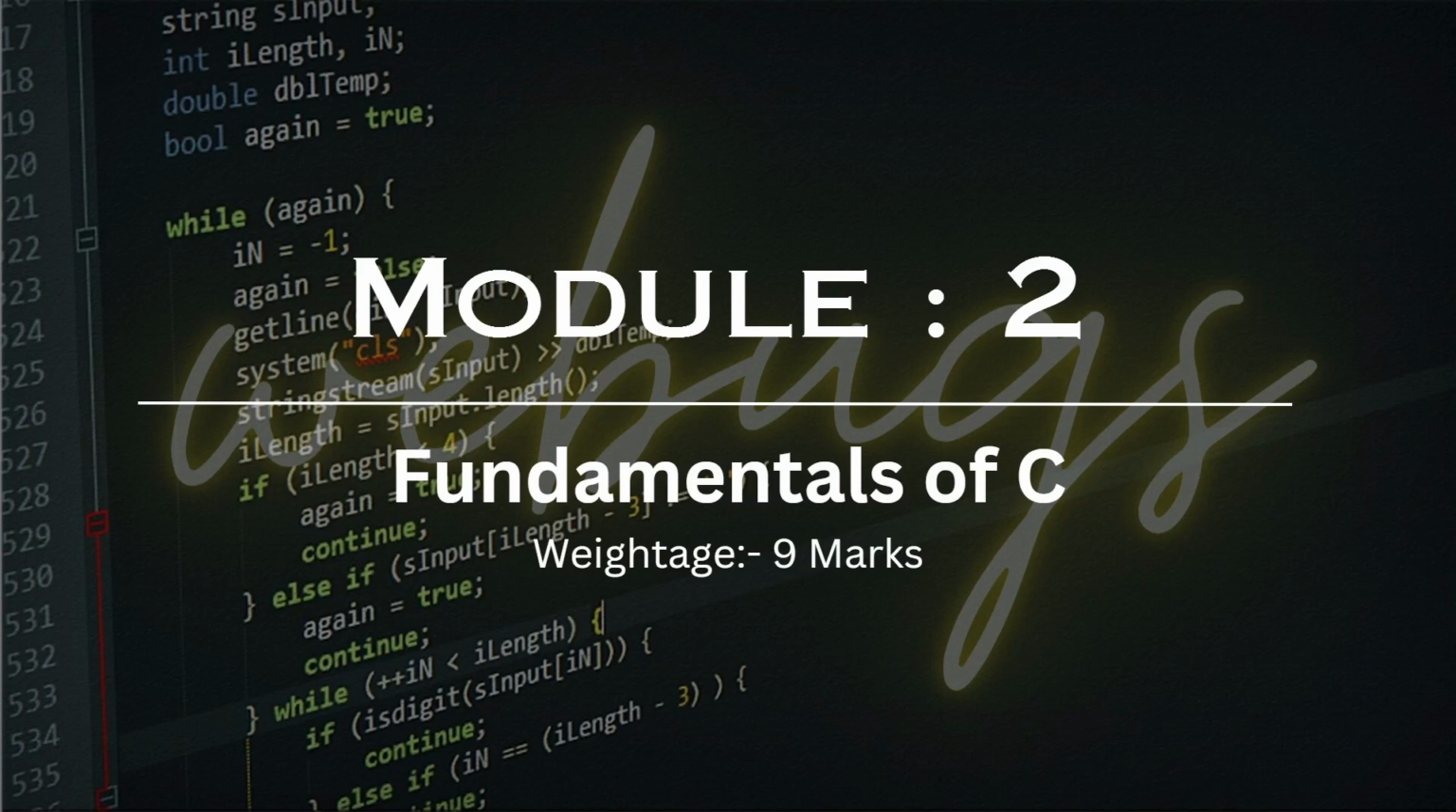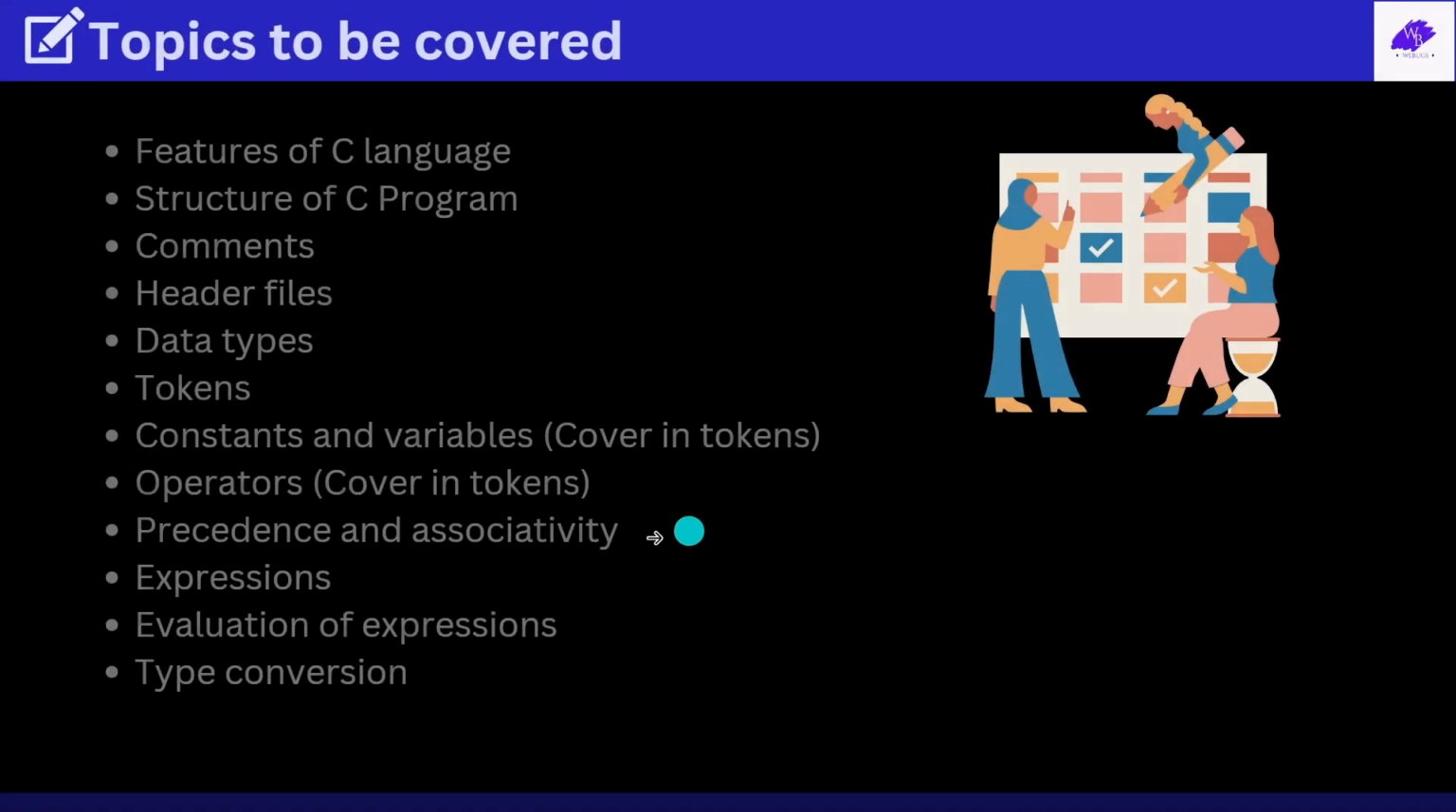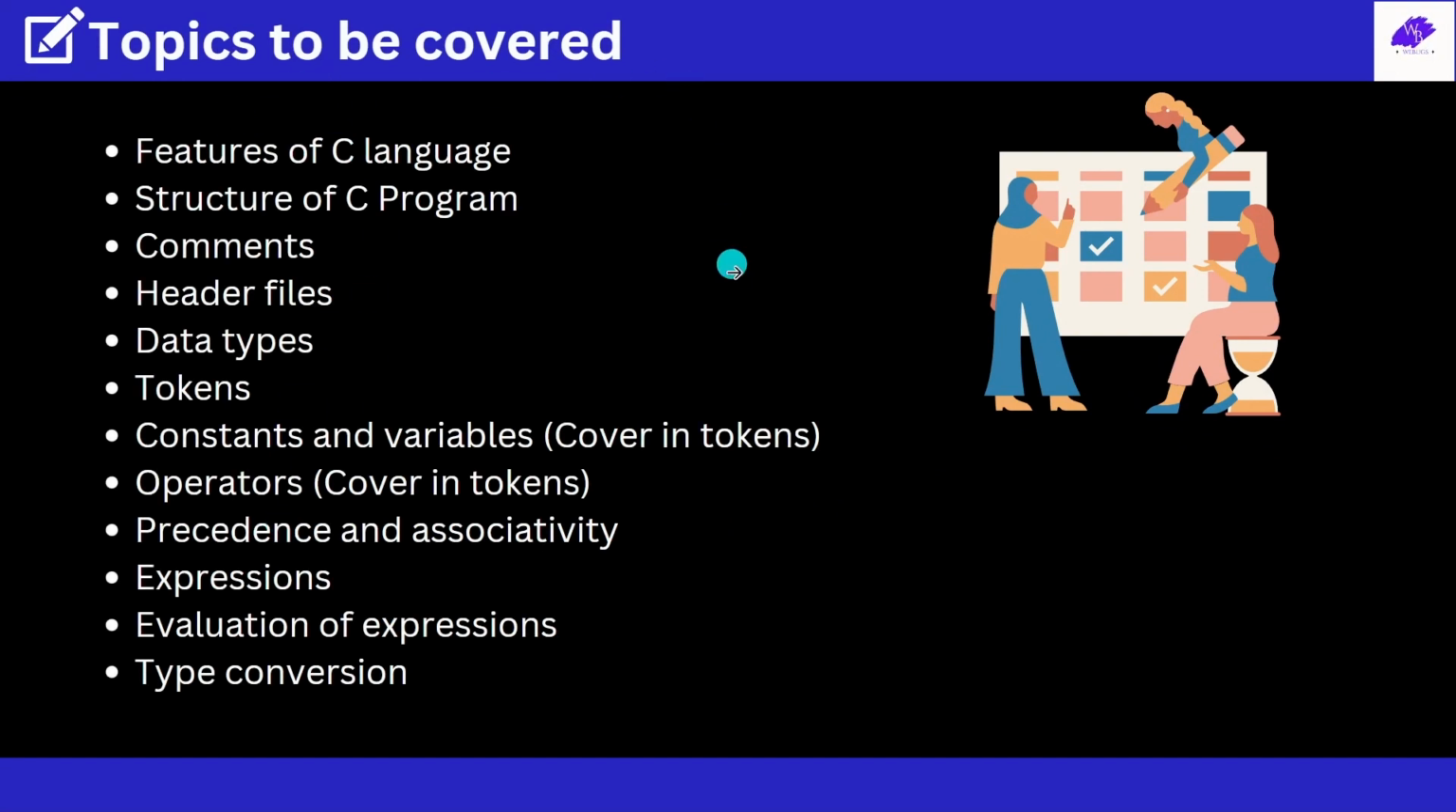In this video we are going to continue our second module, that is fundamentals of C. In the previous sessions we have already completed the first module, that is introduction to computer and programming, and in this module we have completed most of the portion: features of C, structure of C program, comments in C, header files, data types, tokens, constants, variables, operators.